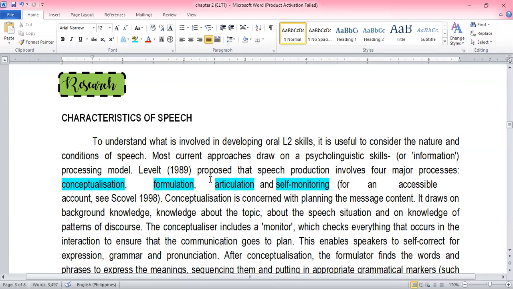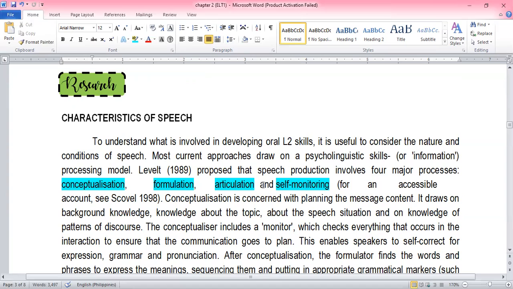useful to consider the nature and conditions of speech. Most current approaches draw to a psycholinguistic skills or information processing model. Now, Levelt proposed that speech production involves four major processes: conceptualization, formulation, articulation, and self-monitoring. Ito daw yung nangyayari na processes, when we try to speak in our second language: conceptualization, formulation, articulation, and self-monitoring. So ano ba itong processes na ito? What happens inside the processes?